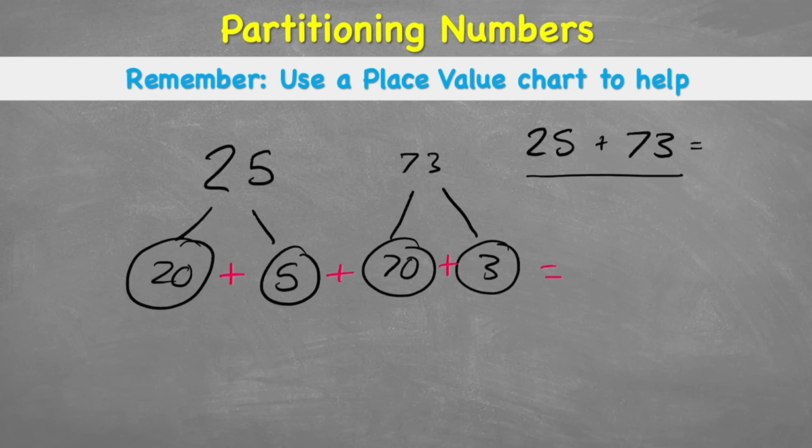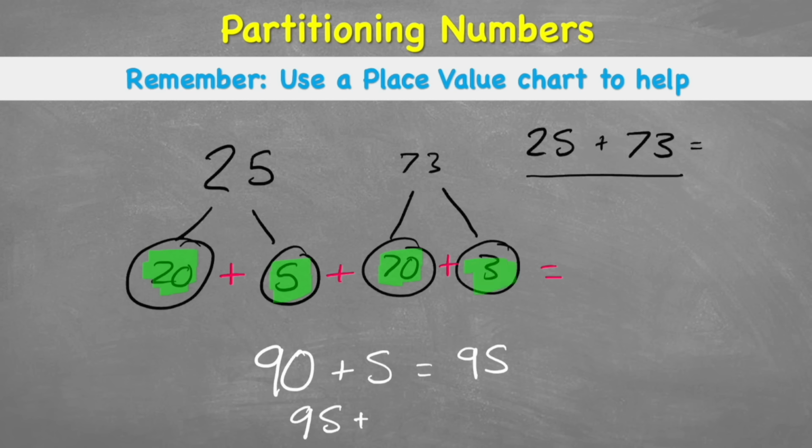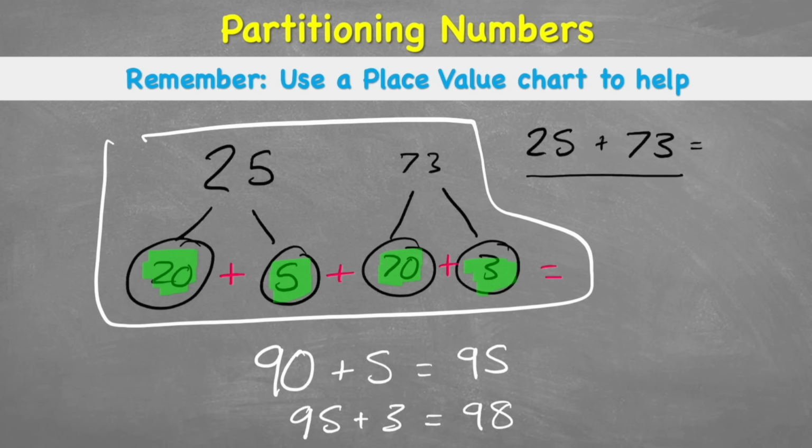And I'm going to do this in a strategy. I'm going to add my 20 to my 70. That equals 90. Then I'll add my 5. That equals 95. Then I'll get my 95, and I'll finally add my 3. And that equals 98. So partitioning numbers is an awesome way to help you do things like addition or even multiplication. But we'll get to that in another lesson.